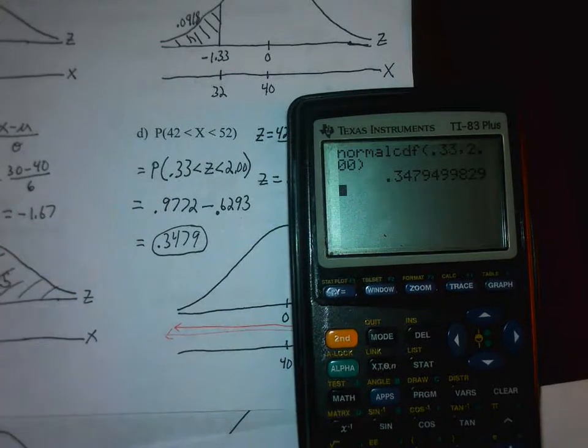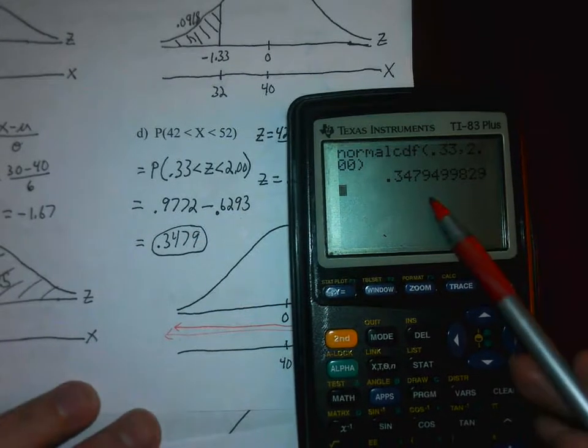Now sometimes that fourth decimal place might be 0.0001 off, or maybe 0.0002 off, but that's just because of rounding your z-scores to the nearest hundredth. Okay, so that one's actually not too bad.